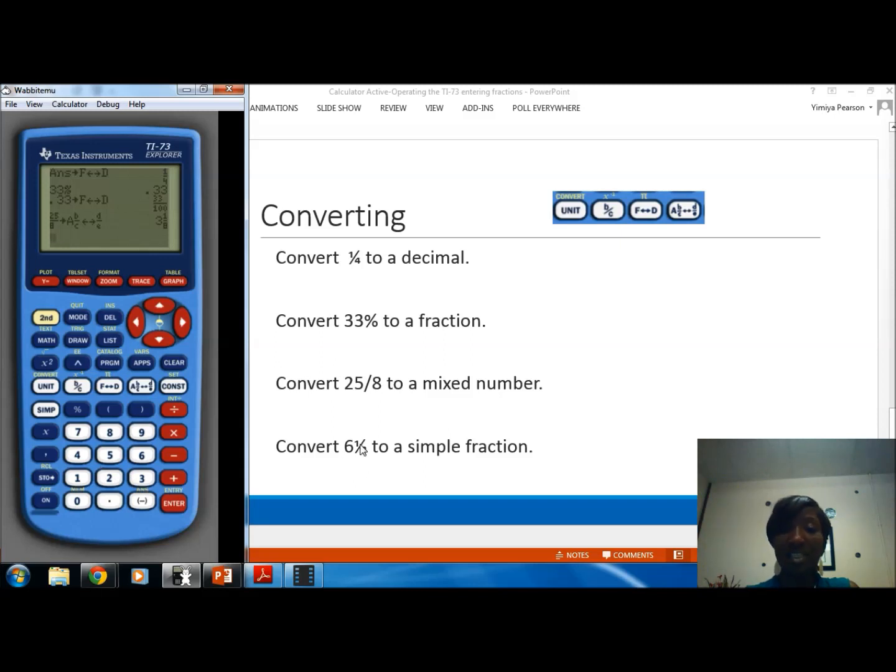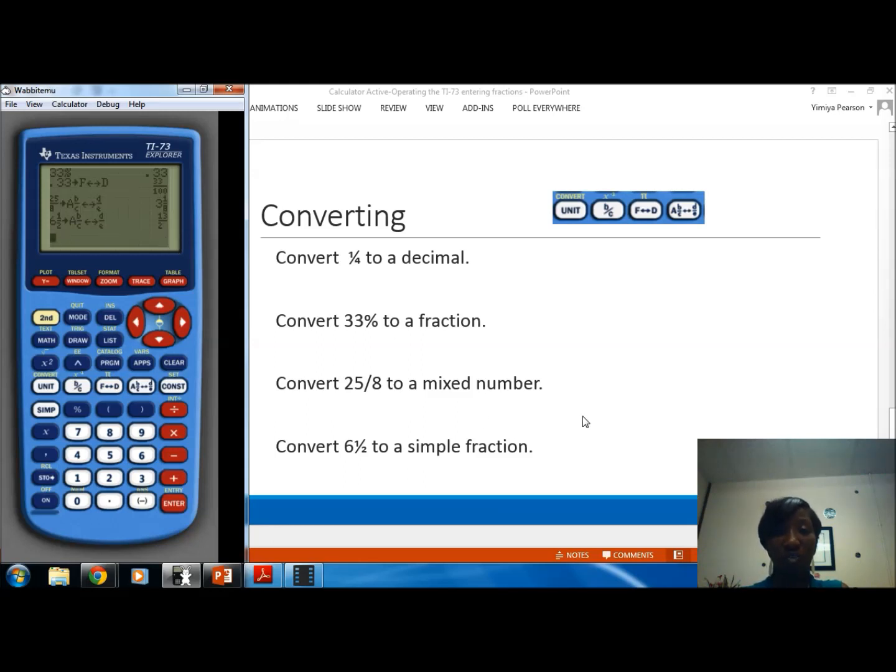And lastly, let's take this mixed number. And remember, we're going to have to use the unit key here and convert that to a simple fraction. 6 unit, 1 down arrow, 2 right arrow, done with the fraction, and then hit the convert key and press enter. So 6 1/2 is 13 halves as a fraction.